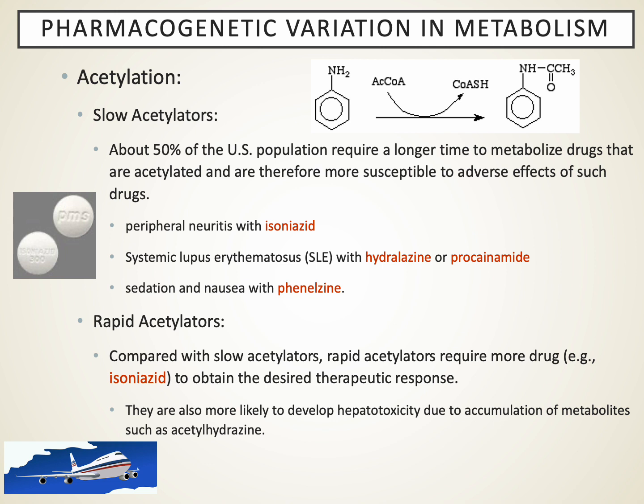Those who were slow acylators were more likely to have the side effect of peripheral neuritis, or potentially even the risk for SLE, systemic lupus erythematosus, with other drugs, because of their slow acylation process. The rapid acylators, on the other hand, generally required more drug to achieve the same therapeutic response, and the amount of metabolite that they produced posed a higher risk for hepatotoxicity, hepato meaning liver toxicity. So there are pharmacogenetic variations in the ability to metabolize drugs, and that can have impact both on whether that person needs more or less drug, but also whether there's a metabolite associated with that process that leads to potential toxicity.